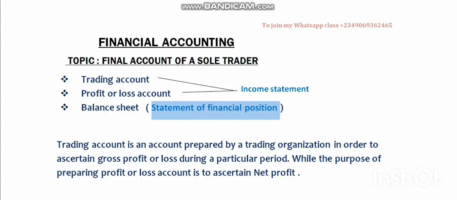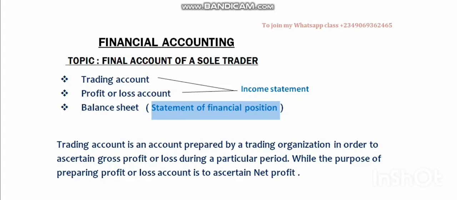So that is where we know whether the business is solvent or insolvent. From the result of the balance sheet, investors will determine whether to continue with or to pull out of the business.